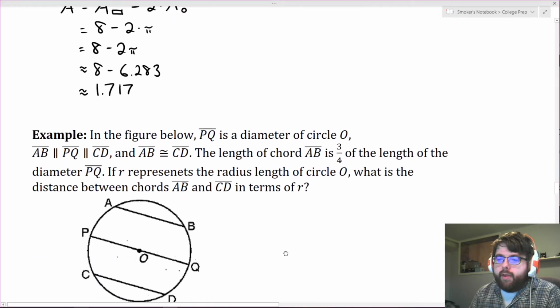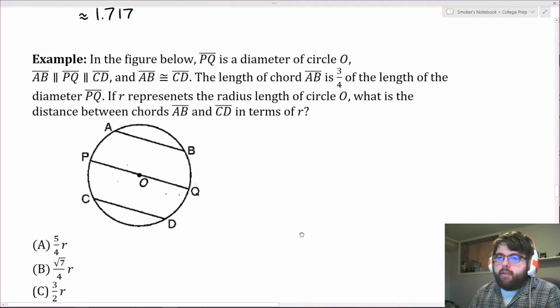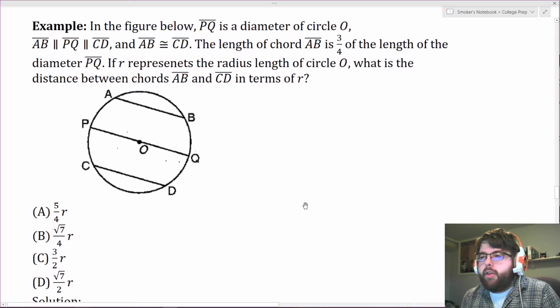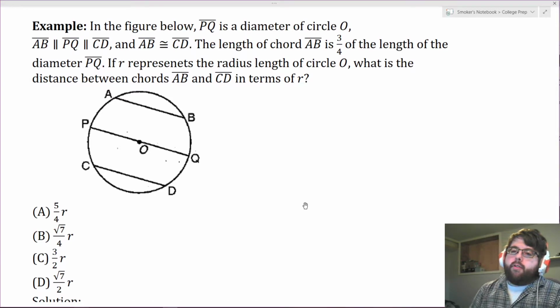All right, let's do one more example. This is a multiple choice. In the figure below, line segment PQ is the diameter of circle O. They're also letting us know that AB, PQ, and CD are all parallel. They're also letting us know that AB is congruent to CD, so these two are the same measure, the same length.